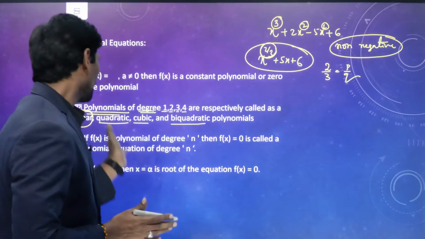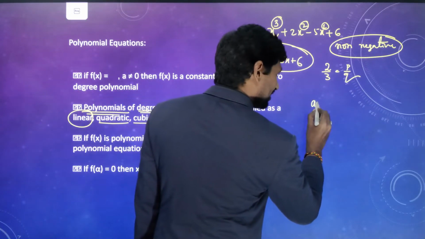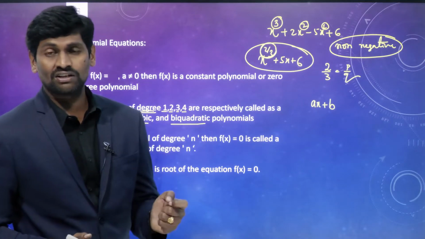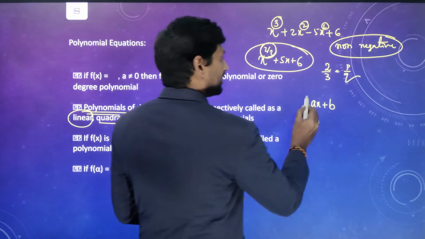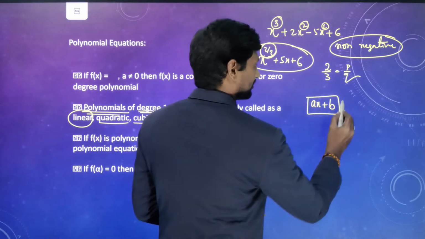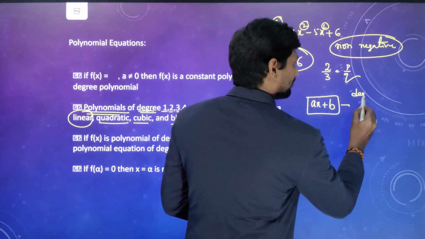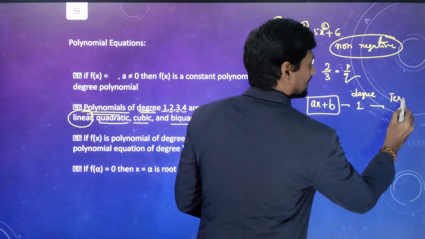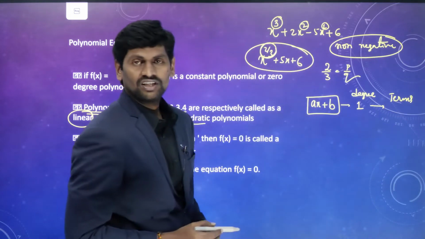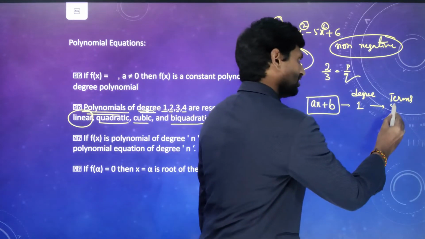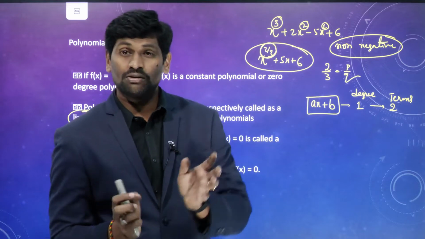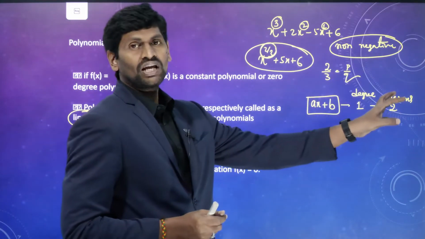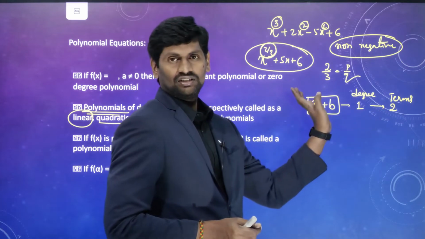The general form of a linear polynomial is ax plus b. Its degree is 1. A degree 1 polynomial is called a linear polynomial. Let us identify the number of terms also. Here how many terms are involved? 2. In a specific polynomial the terms depend on the coefficients, but in the general form, you identify 2 terms.